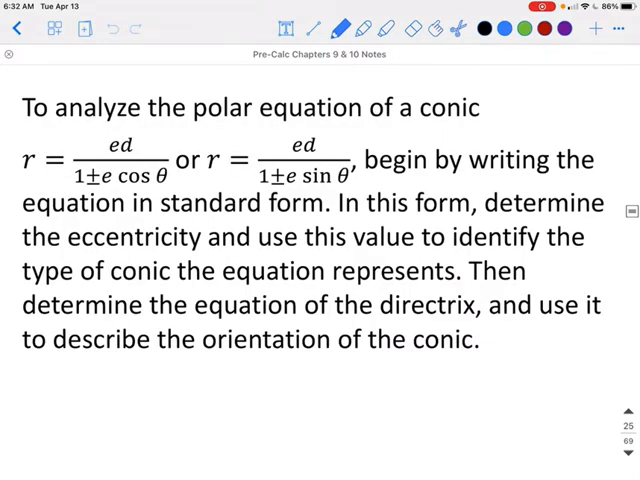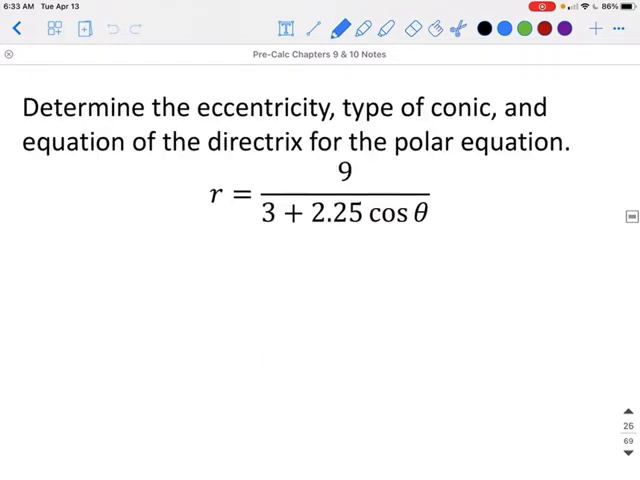To analyze the polar equation of a conic, begin by writing the equation in standard form, so we want e times d over 1 plus or minus e times either cosine or sine. From here, we determine the eccentricity and use this value to identify the type of conic the equation represents. Then determine the equation of the directrix and use it to describe the orientation of the conic. So we need to determine the eccentricity, the type of conic, and the equation of the directrix. The first thing we need to do is get this in the correct form.